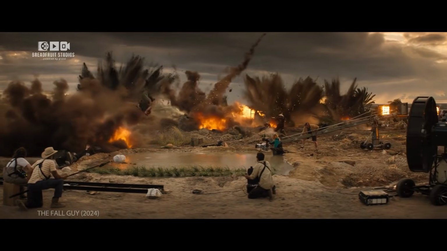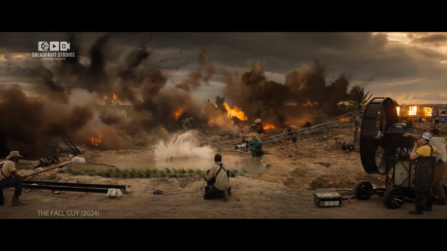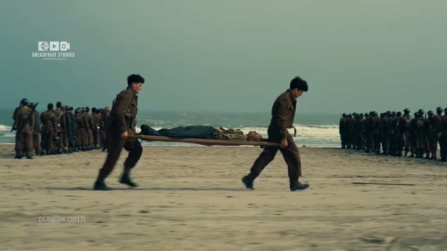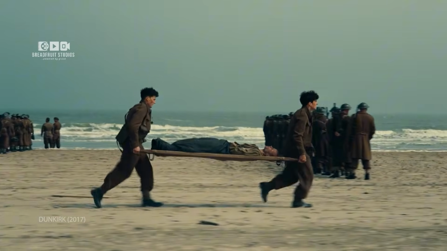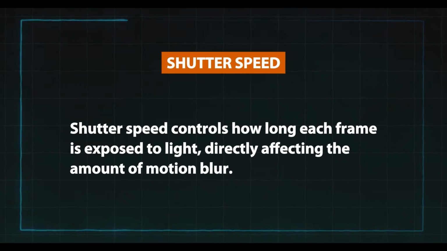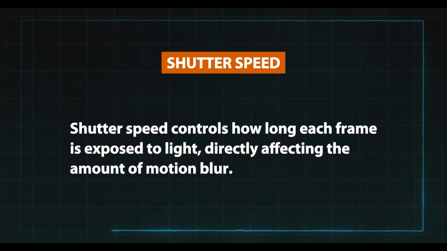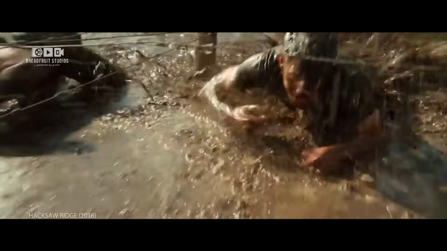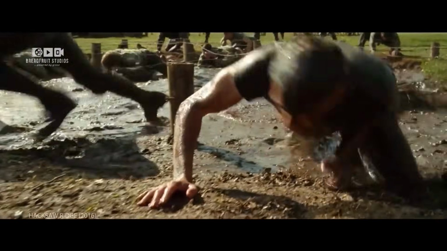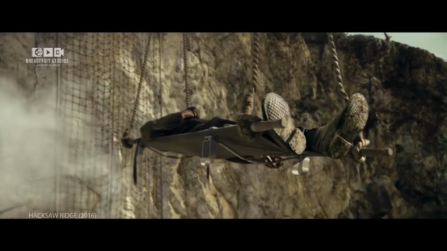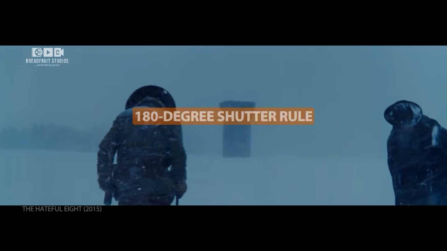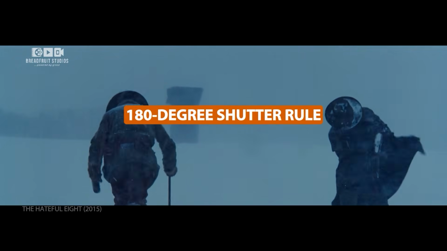Frame rate determines how many frames are captured per second, but another key factor that shapes the look of your footage is shutter speed. Shutter speed controls how long each frame is exposed to light, directly affecting the amount of motion blur. But here's the catch. To achieve natural-looking motion blur that audiences find pleasing, filmmakers often follow the 180-degree shutter rule.